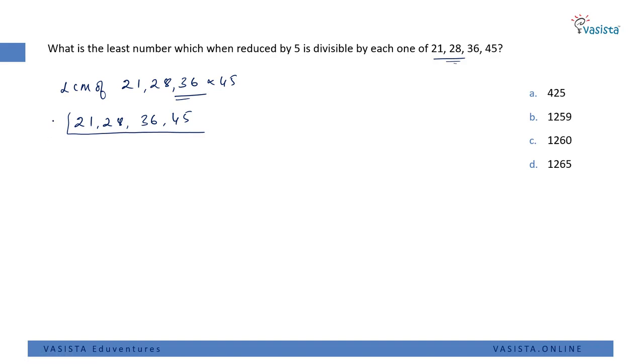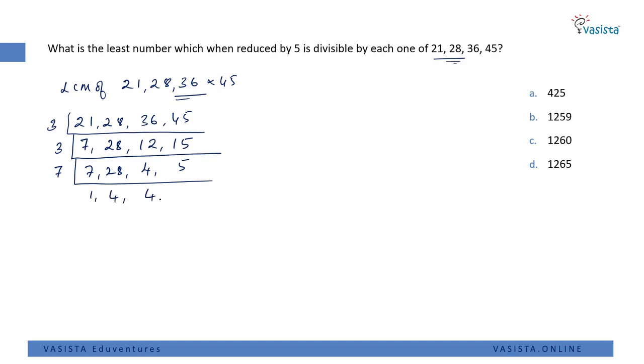Let me go with the 3. 3 7s are 21, 3 1s are 3, 3 2s are 6, 3 1s are 3, 3 5s are 15. Now I can go with the 7: 7 and 28, another 3, next 3 4s are 12, then 3 5s are 15. Now I'll go with 7 1s are 7, 4s are 4, and 4 and 5 I'll keep as it is. Now 4 1s are 4 and 5.